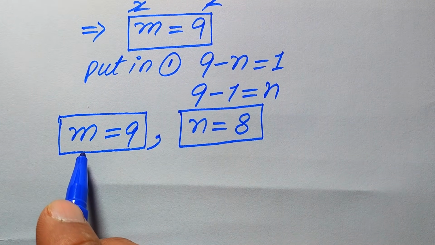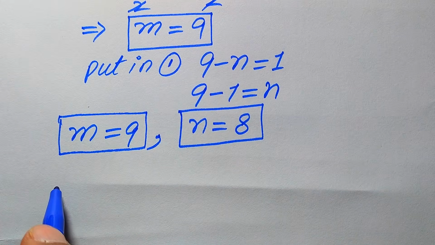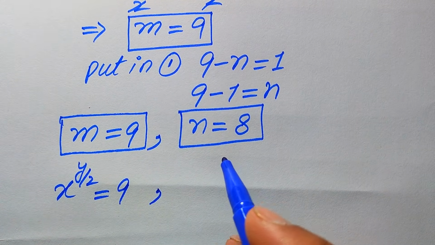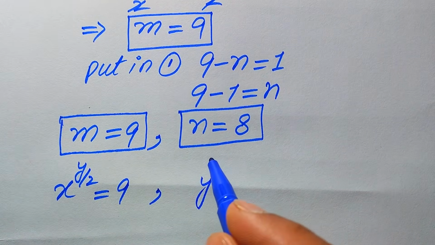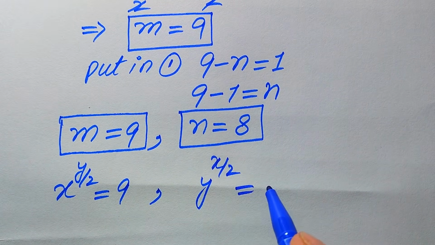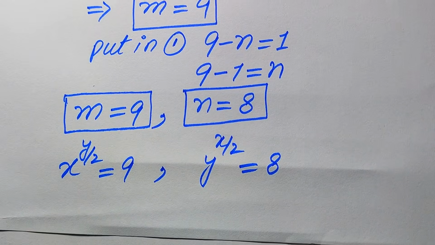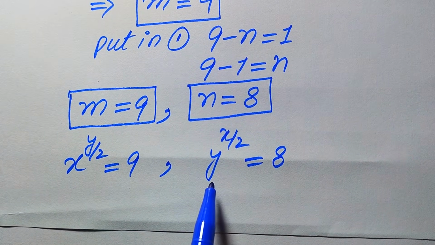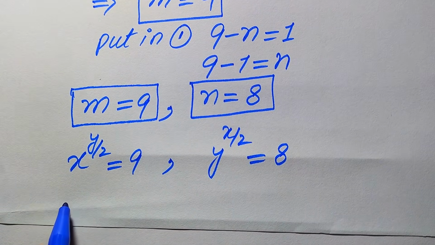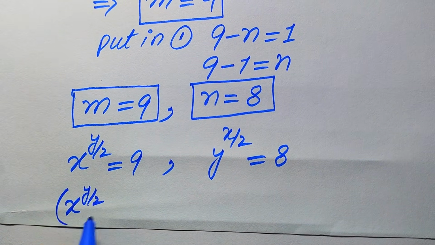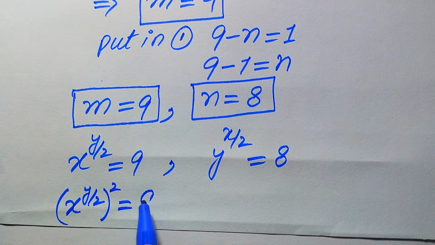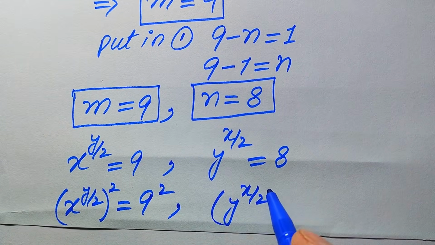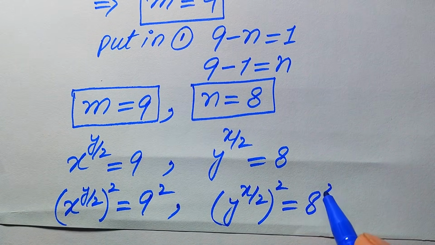So when you put the value of m, it will be written as x to the power of y over 2 is equal to 9. And when we put the value of n, we get y to the power of x over 2 is equal to 8. And now first we need to remove this fraction, over 2. So for this, in both of these two cases we apply squaring on both sides. So when we apply squaring, it will be written as x to the power of y over 2 and its whole square is equal to 9 square. Similarly, here we get y to the power of x over 2 and its whole square is equal to 8 square.